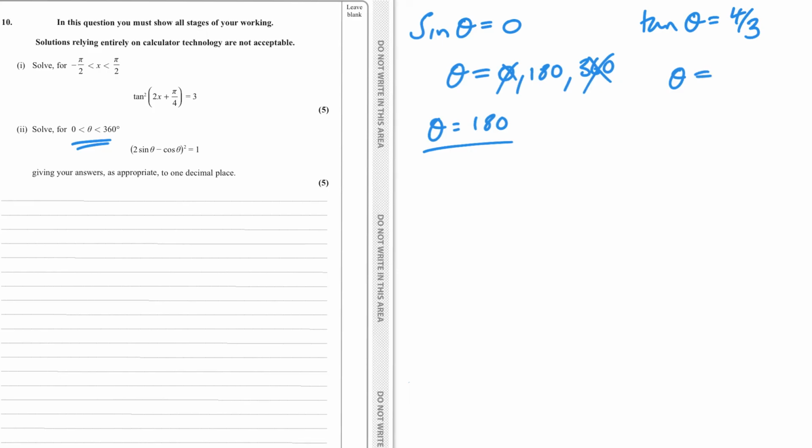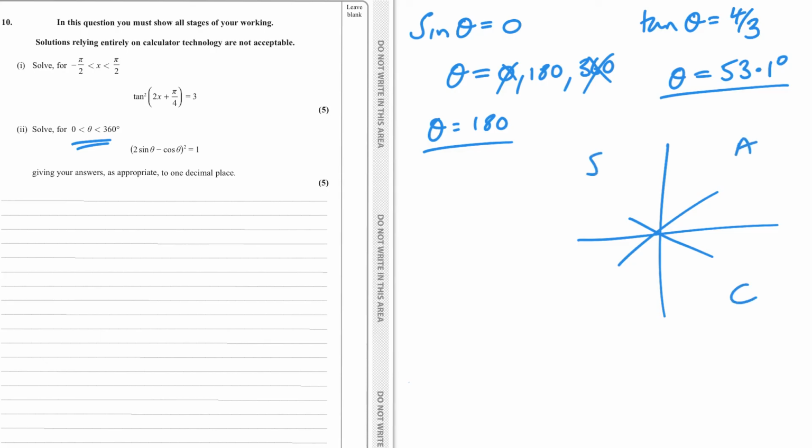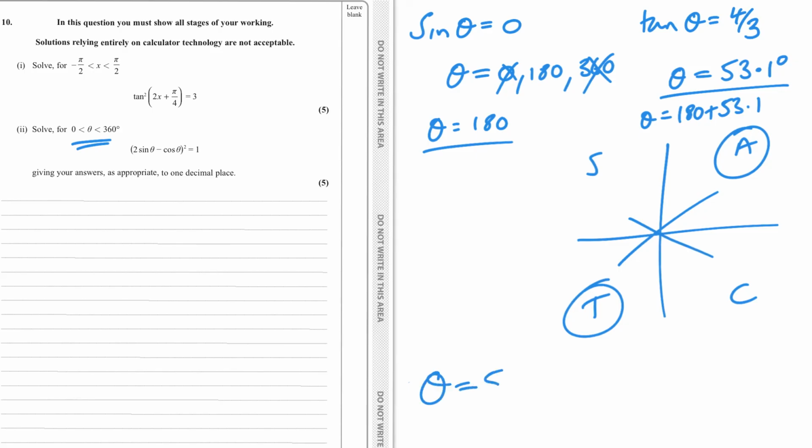Looking on the tan side, I get 53.1 degrees. Now just checking in my CAST diagram, tan is positive, and it's positive in these two sections. So my second answer here is going to be 180 plus that 53.1. So in total, my angles are 53.1 degrees, 180 degrees, and 233.1 degrees.